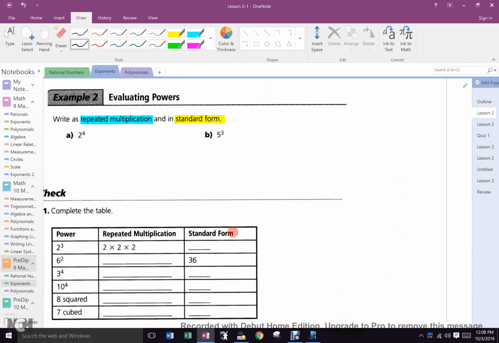We have discussed exponents a bit already. Exponents exist in a variety of forms. This is what form? Exponential form. I want it in the other two forms. So repeated multiplication is 2 times 2 times 2 times 2. Because 2 is the base, 4 is the exponent. The exponent tells you how many times you multiply the base.